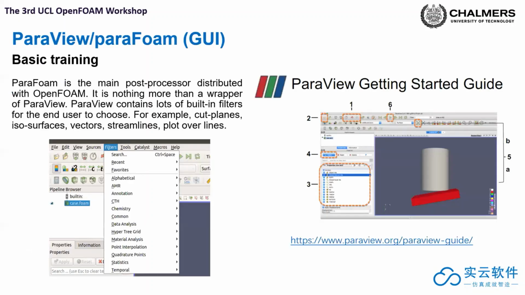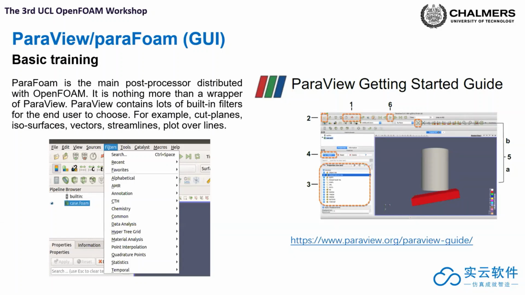First, ParaView or paraFoam. In most of the tutorials, the user is told to use paraFoam to view the results. When you use paraFoam, it actually creates a file called case.foam, because ParaView needs some file to read. paraFoam is actually a wrapper, like a script that calls ParaView appropriately.